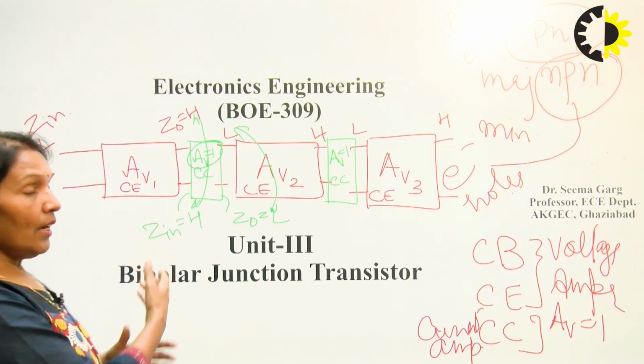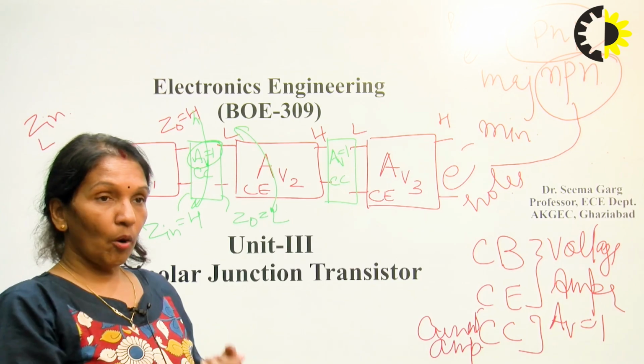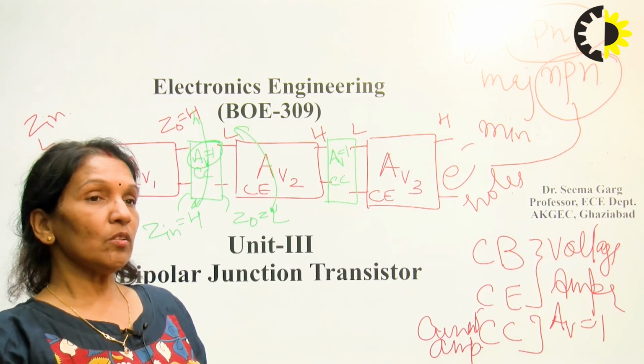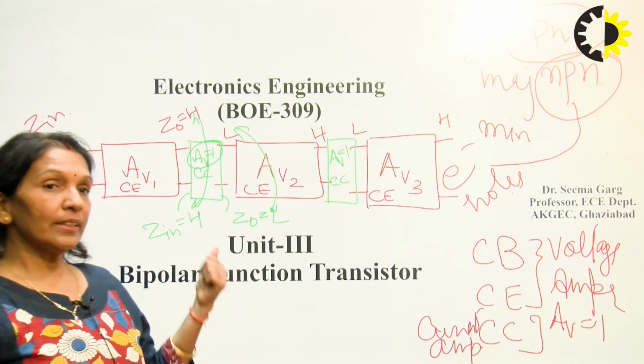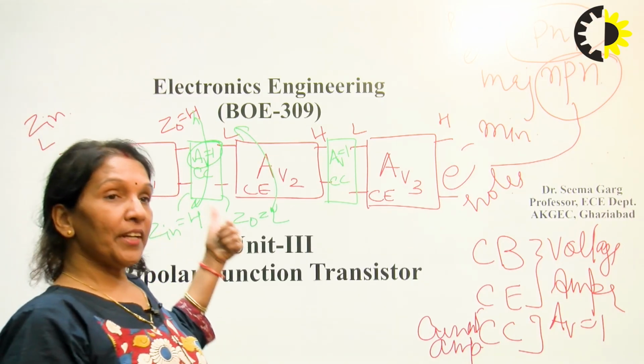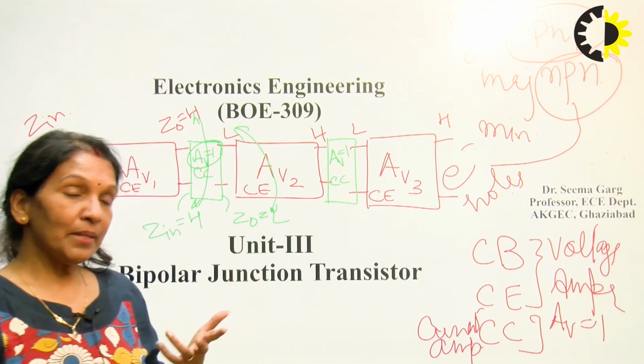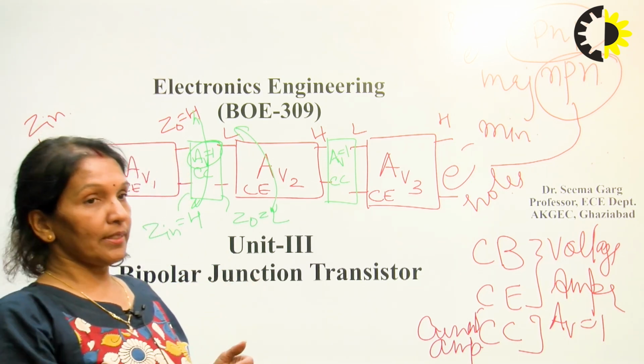So this is the advantage of the common collector amplifier, which is also called the emitter follower. Why is it called the emitter follower? Because it has a voltage gain of unity. That means the output follows the input.